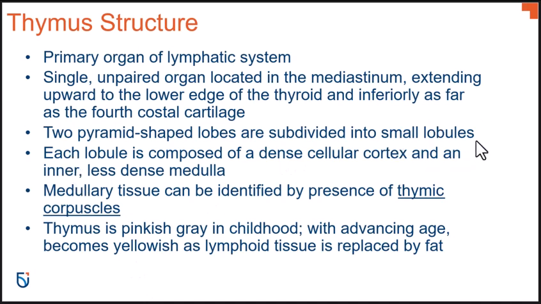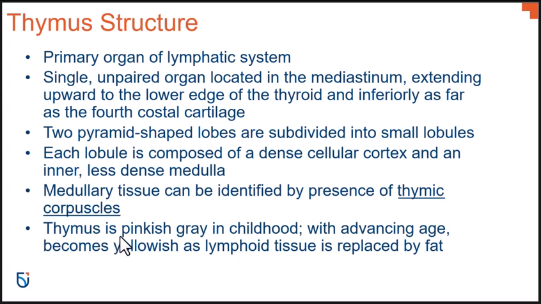Now, each of these lobules are composed of a dense cortex, that would be the outer area, and then an inner, less dense medulla. Both the cortex and the medulla are composed of lymphocytes, which we know are white blood cells, situated in an epithelial framework that supports our immune system. Medullary tissue can be identified microscopically by the presence of what are called thymic corpuscles. It almost has an onion-like appearance.